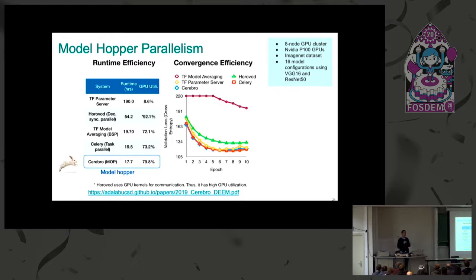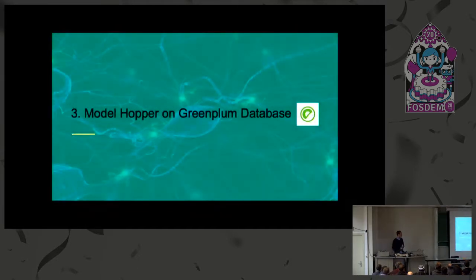So we want to take this now and implement it on a massively parallel processing database. There's an open source project out there called Greenplum Database. There are a bunch of other massively parallel processing databases out there. Most of them are commercial. This is, to my knowledge, the only open source one.